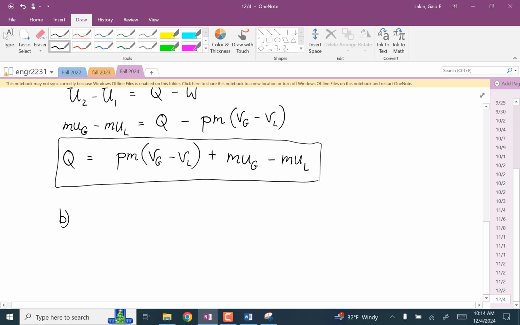So for part B, what we're going to use is that the change in entropy is equal to the integral of delta Q over the temperature plus sigma. And if it's internally reversible, then this sigma is 0.